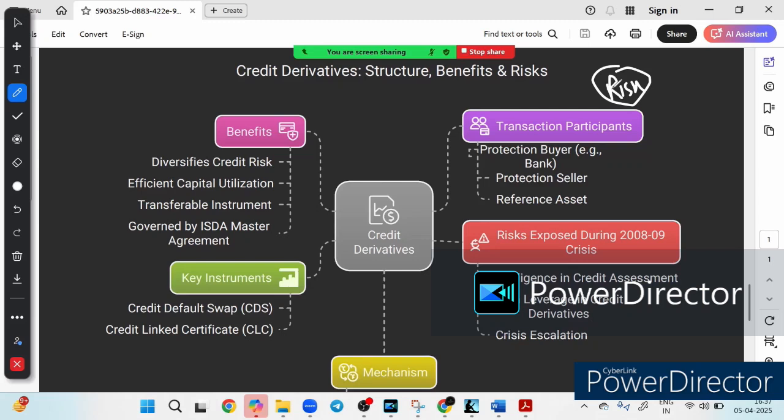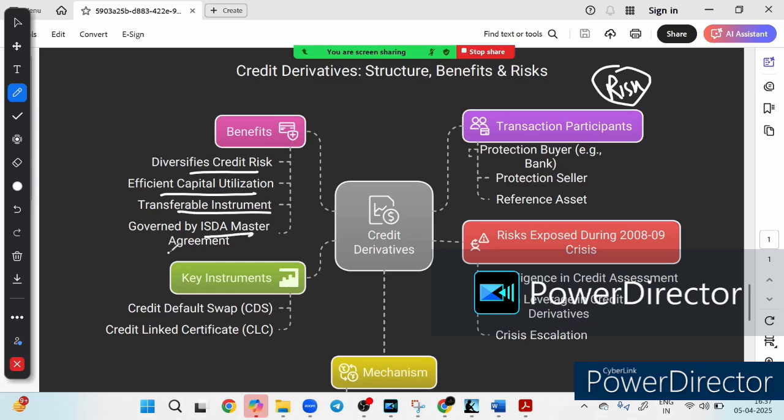Now, what are the benefits of credit derivative? The first is it diversifies your credit risk, that is, it reduces the exposure to a single borrower. Second is efficient capital utilization, which means banks can lend more while keeping risk control. The third is transferable instrument. So these contracts can be traded in the market.